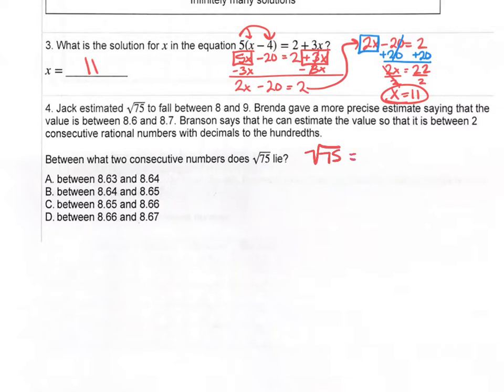Well, we're using a calculator, so we can just go directly to the calculator, type in square root of 75, and we get this decimal 8.6602, and it keeps on going. We want to estimate what two numbers it falls between to the hundredths place. This is 8.6 something. So it's going to be between 8.66 and 8.67, which is answer choice D.